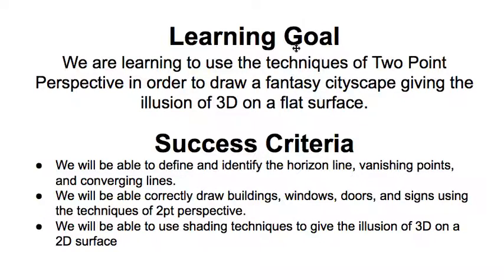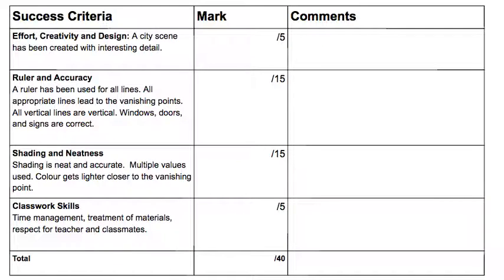In order to be successful at your learning goal, you have to make sure that you have achieved these success criteria. And this is how you're being marked on this final task for the unit. You're always going to be marked on your effort, creativity, and design or detail, whether or not it's an interesting or unique cityscape. As it's supposed to be a fantasy cityscape, it shouldn't just be plain or normal or boring. Then, of course, your ruler and accuracy.